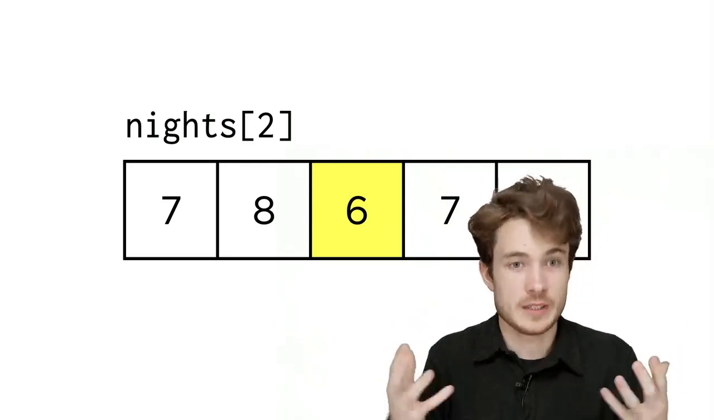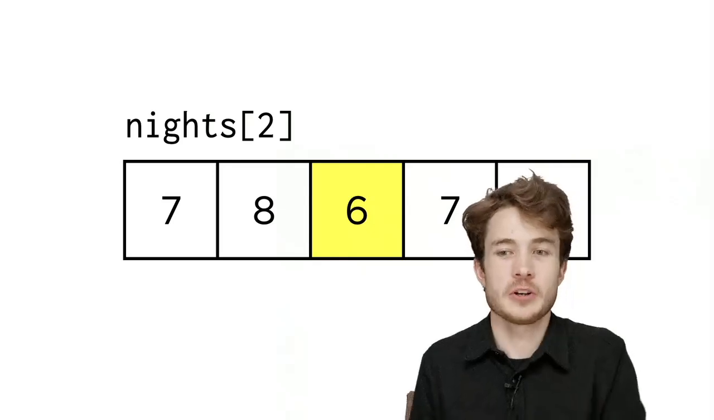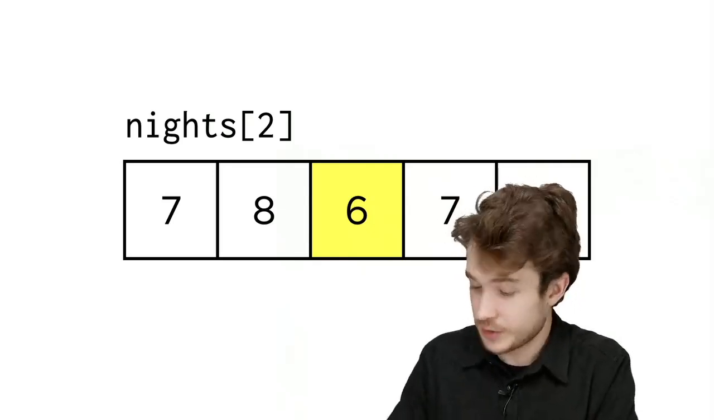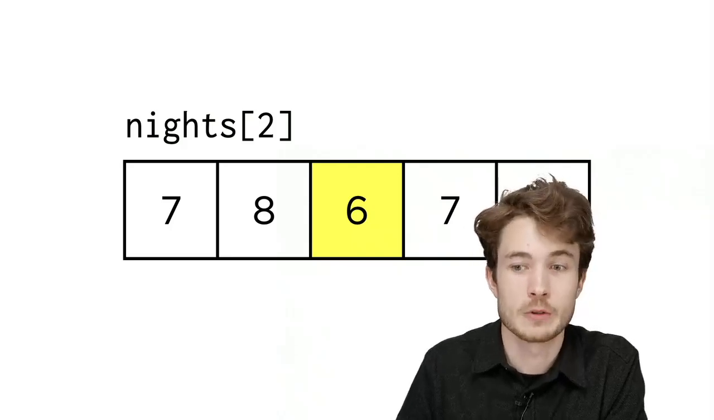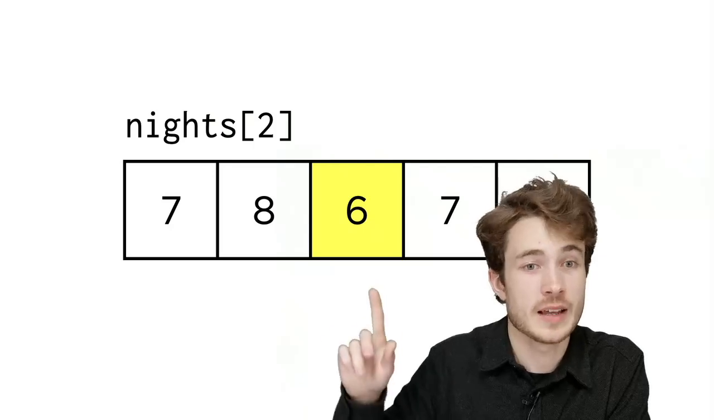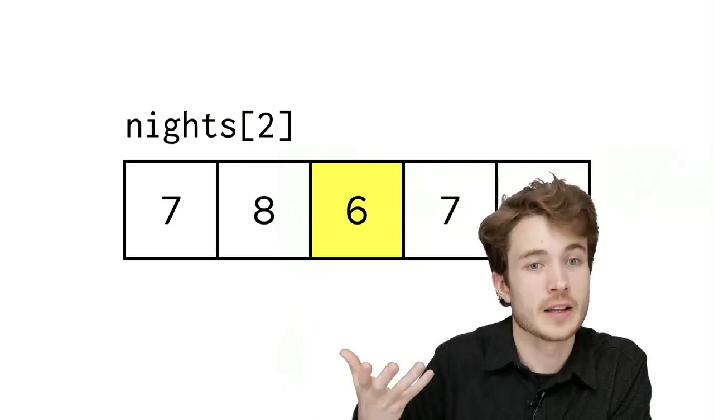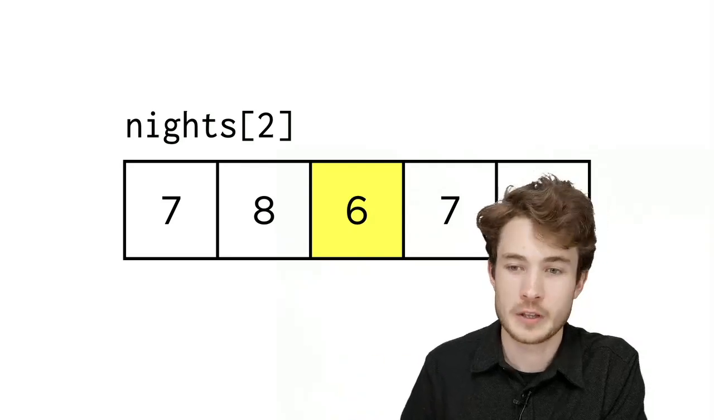So key idea here, we start counting from 0 as we're working with arrays. And there's a technical name for this, which is that arrays are 0 indexed. And what we're doing here is using this index, or this number, to find the value of the array that we're actually looking for.